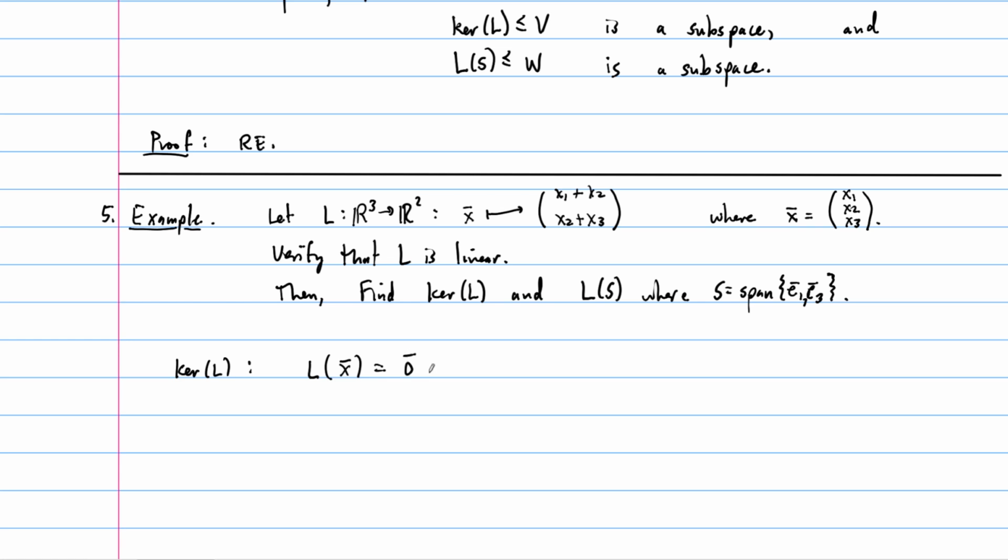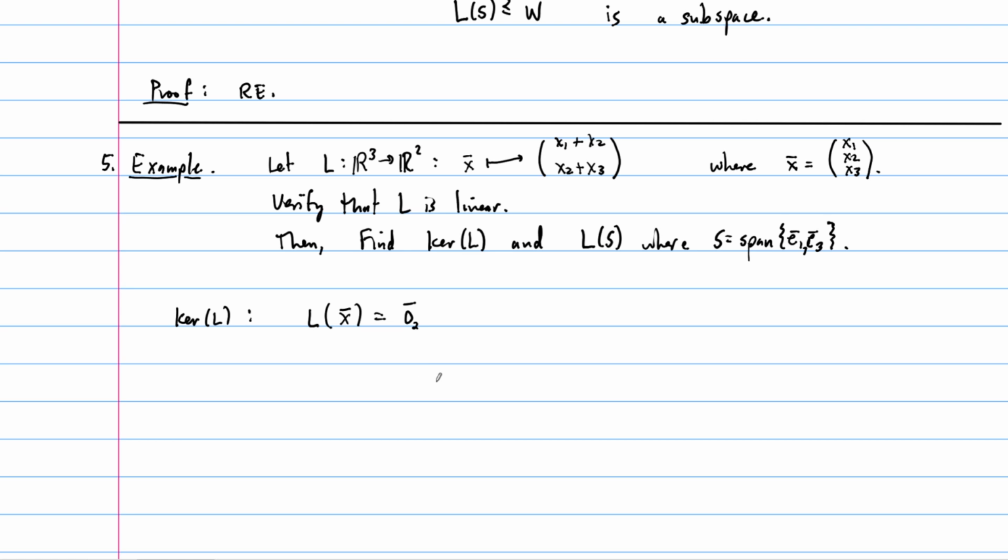All right, to the zero vector, and this is the zero vector in R2, so I'll put a little 2 down here. But this lives in the codomain, right? The codomain is where the output lives. All right, so let's write it out. Well, we know that L of x on the left-hand side is given by this formula, right? So x1 plus x2 in the first component, x2 plus x3 in the second component, and we know that the zero vector in R2 is given component-wise by just 0, 0, right?